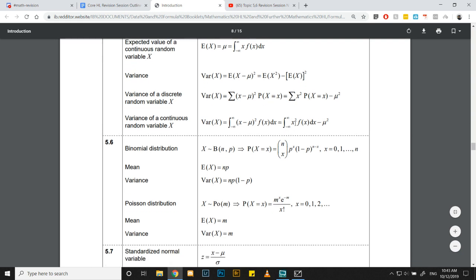And then same thing you look at for a continuous random variable. It's x squared f of x dx, which is an integral, minus mu squared.